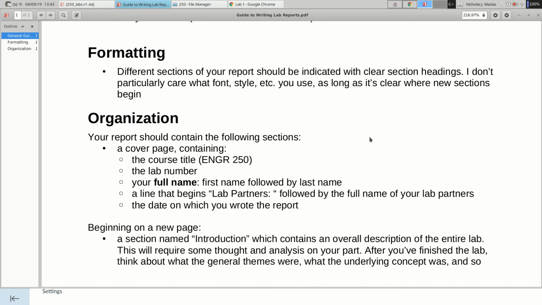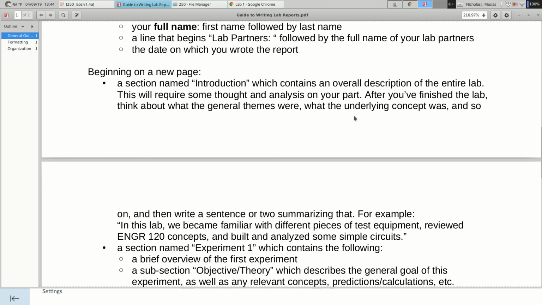And then the second page begins with a section called Introduction. And it can just be one sentence that introduces the whole lab. Okay, so for lab 1, what's the basic description of this lab? We're working with some test equipment and familiarizing ourselves with some of the basic concepts related to Engineering 250. That's a good introduction. And we're starting the design of a traffic light. Right? So somebody reading this, they can just read the introduction and know what this report is about. Okay, that's before you start in with experiment 1 or anything like that. Okay, so an introduction to the whole report.